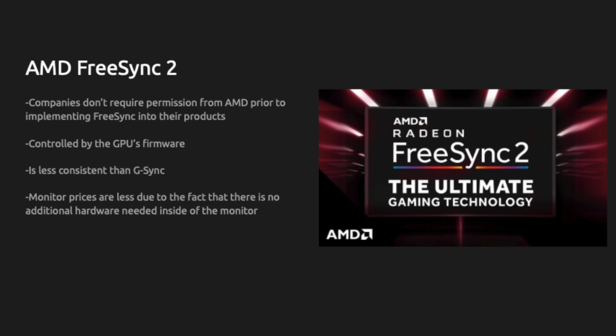For AMD, companies don't require permission from the company prior to implementing FreeSync into their products. In addition, the software is controlled by the GPU's firmware, and almost none of the work or little of it is done by the monitor itself. Because of this, it can be slightly less consistent than G-Sync in certain situations, and monitor prices are significantly less due to the fact that there's no additional chips or hardware inside the monitor.